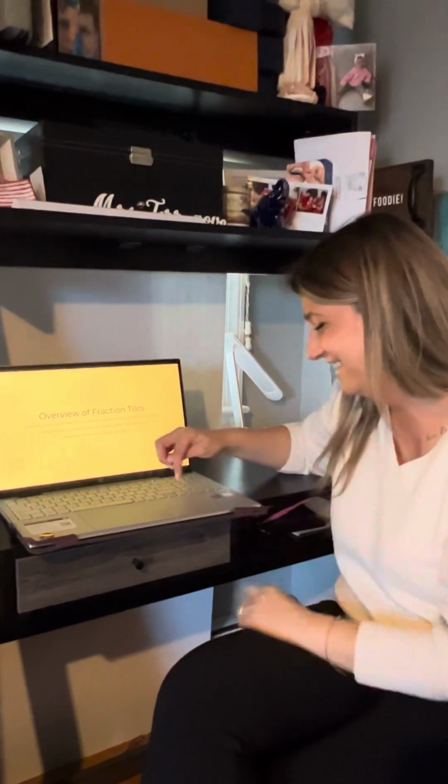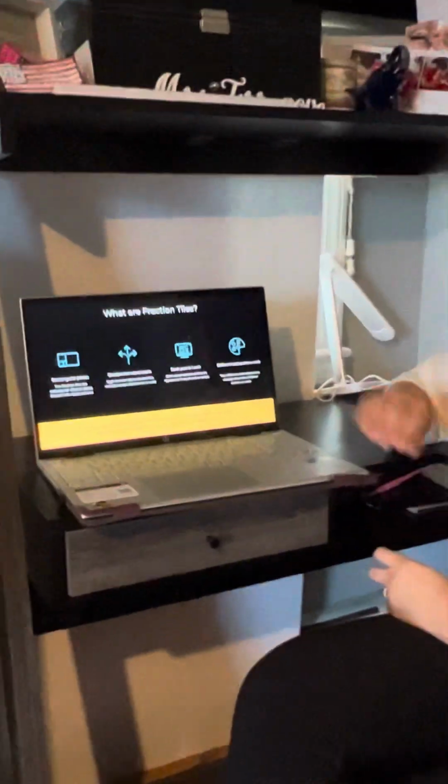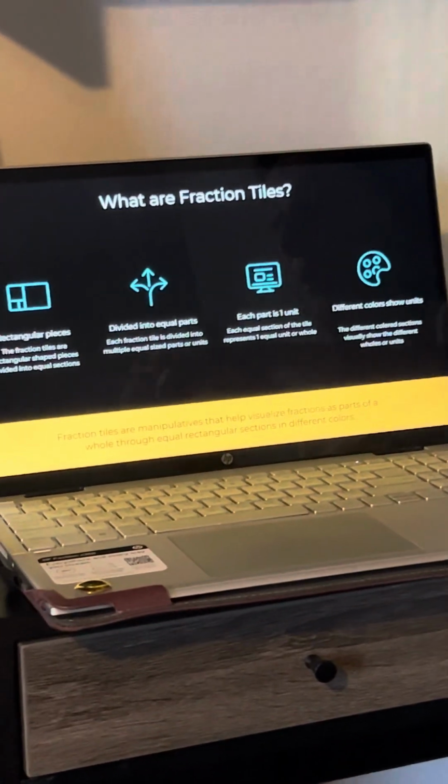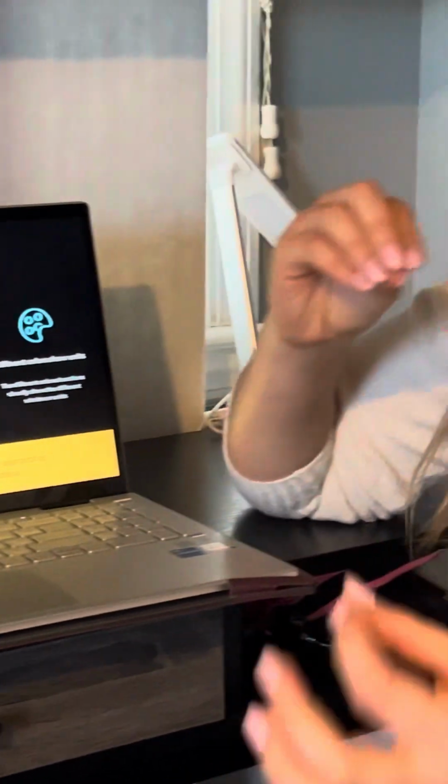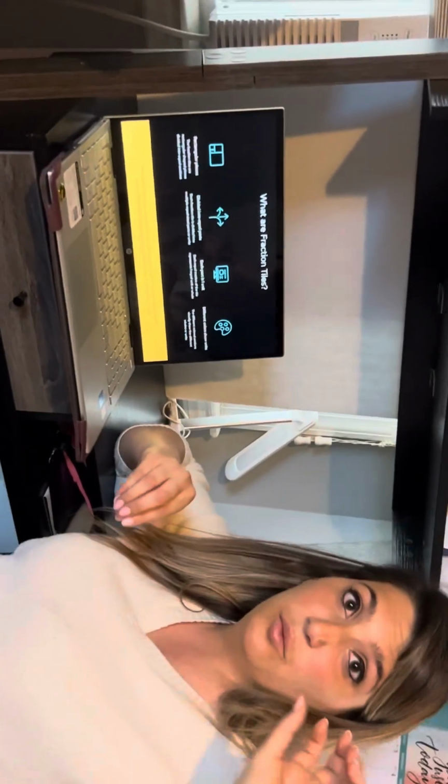They are a visual model and a hands-on way to help us practice adding and subtracting fractions, or we can even use them to do equivalent fractions. What are fraction tiles? It's basically what I explained. They're little rectangular pieces. They're divided and they're different colors, so it's easy to differentiate which one is 1/4, which one is 1/2.